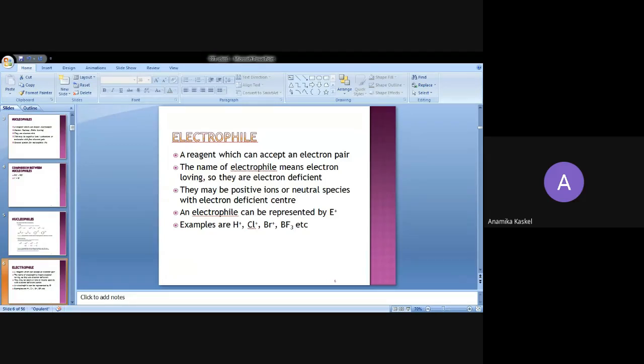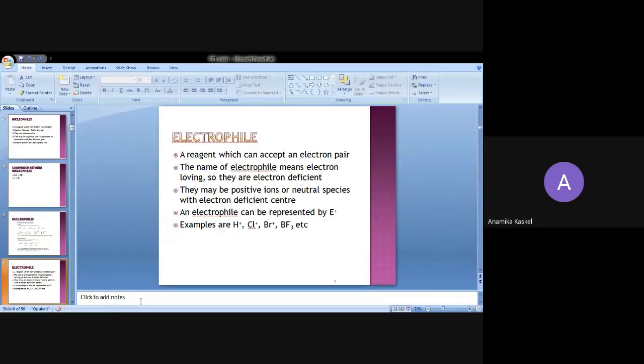Okay, Utkarsh gave the answer that this is Na plus. Na plus is the electrophile. Electrophile means electron loving, so electron loving means negative charge loving. So it must be positive, or it may be something like BF3.